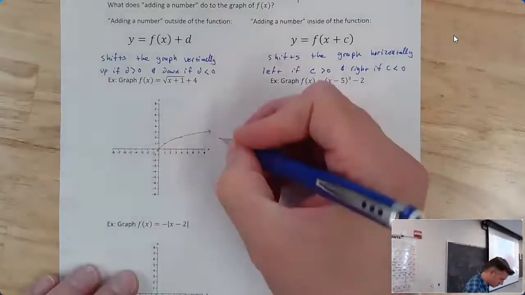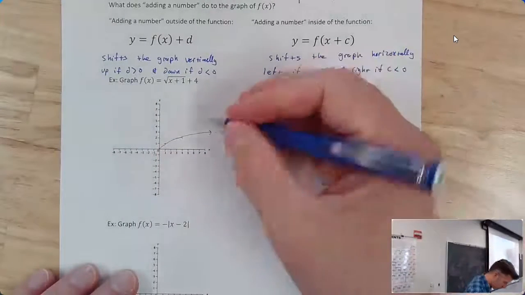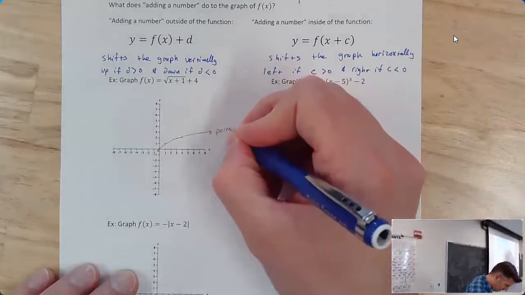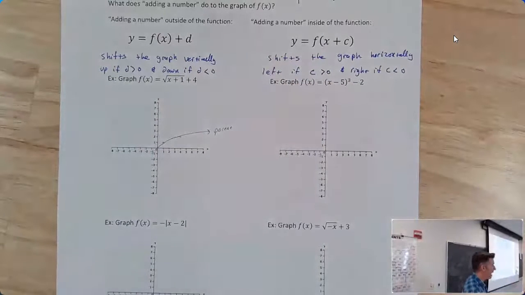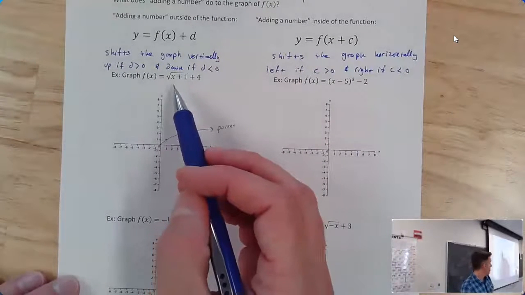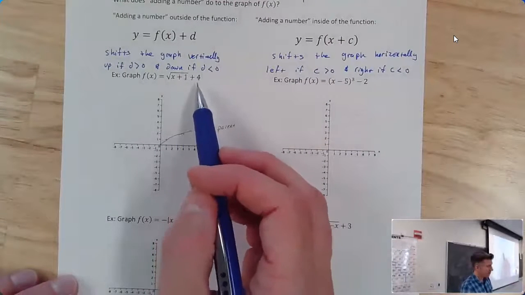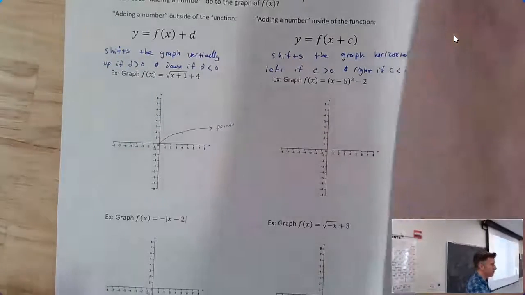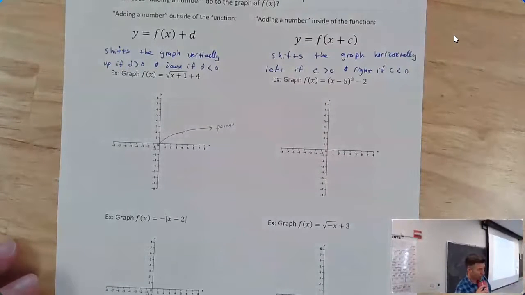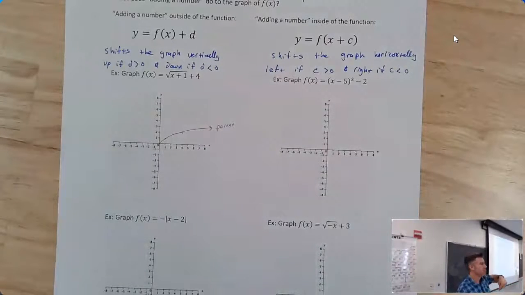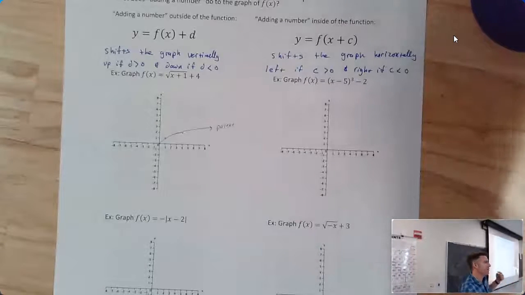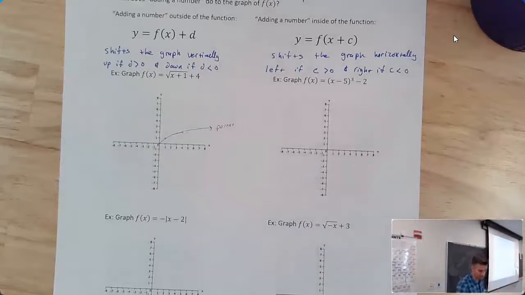There's my parent. And then I'm going to think about how this graph is going to get shifted. So the plus 1 is going to shift it 1 to the left, and the plus 4 is going to shift it 4 which way? Up or down? You can point, up or down. Yeah, okay, good. So we're going to go 1 to the left and 4 up.